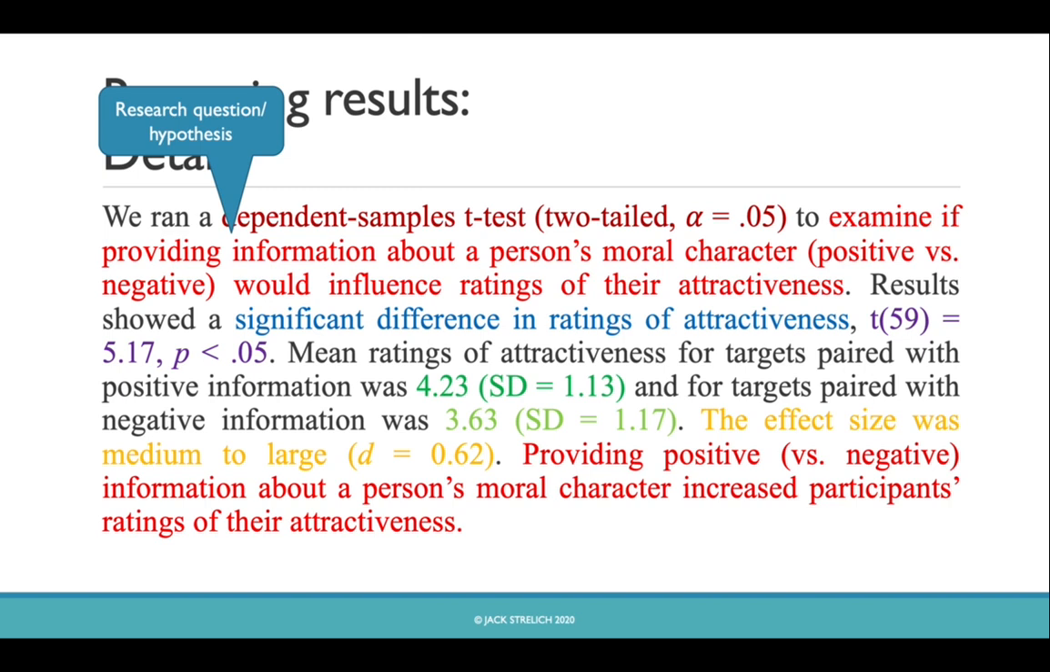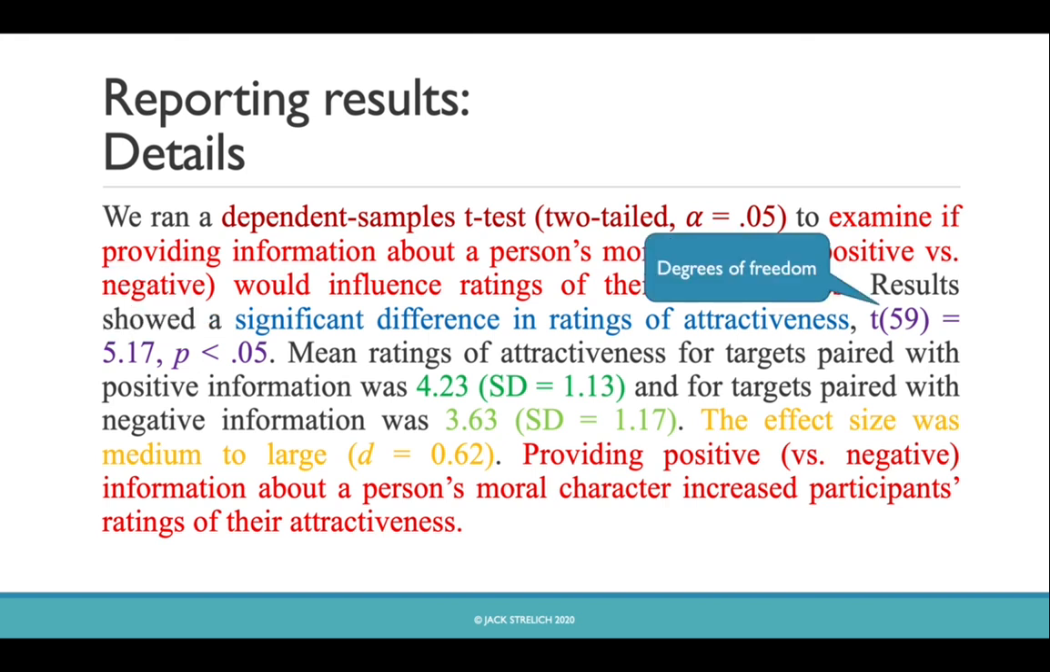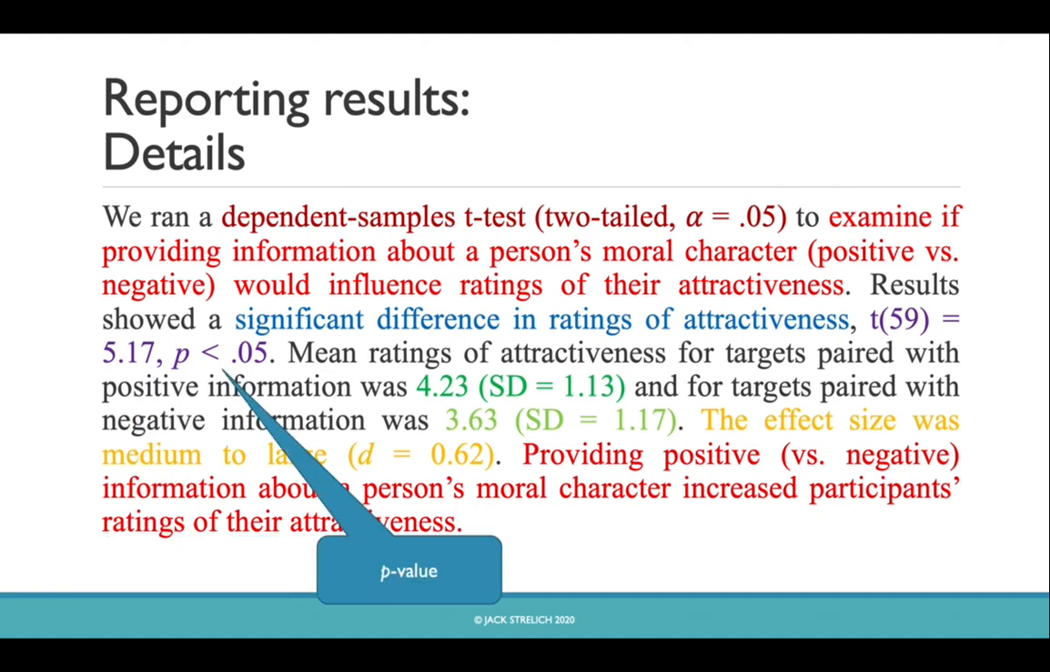We next provide a brief statement of our research question or hypothesis. Why did we run this particular test? We give a brief statement of the effect that we observed, here a difference in ratings of attractiveness, and then we report the result of the t-test itself. Just like for an independent samples t-test or one-sample t-test, we put the degrees of freedom inside the parentheses that follow the italicized t. We then report the test statistic itself, following the equal sign, and report our p-value. Here, we didn't calculate a specific p-value, but because our test statistic exceeded our critical value, we know that our p-value must be less than 0.05, following the same logic that we outlined in previous lectures.